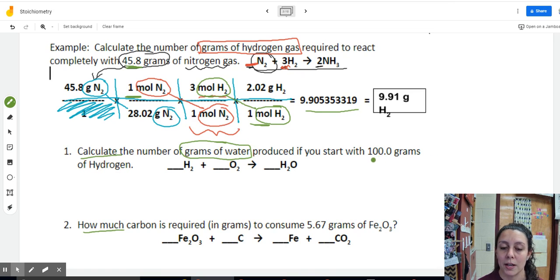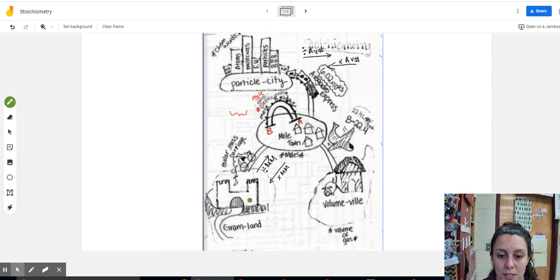And you start with, so I usually have us circle what we're looking for, underline what we have, which is the 100 grams of hydrogen. Okay, so what that just told you is that you are starting here in Gramland. We got to go to Moletown, cross the bridge, and come back because we have to end back in Gramland, but as something totally different.